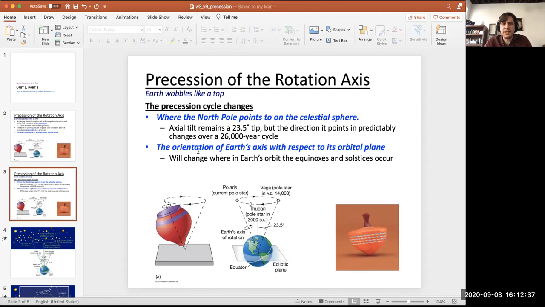And then also it'll change the orientation of Earth's axis with respect to its orbital plane. Remember when we talked about seasons, it was very important. If the North Pole was pointed directly towards you, and again, you on the screen will be the sun, the tip is directly towards you. This would be summer solstice. But if the axial tilt is wobbling, if it's precessing, then that orientation is going to change. So over a quarter of a cycle, what was a solstice will now be an equinox. Halfway through the cycle, the solstices will have switched.